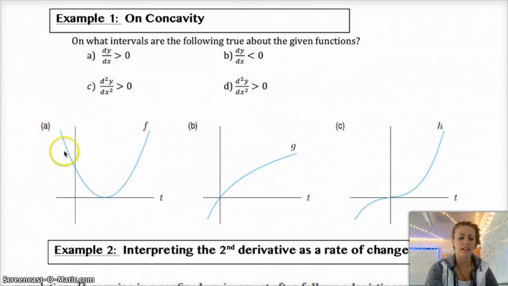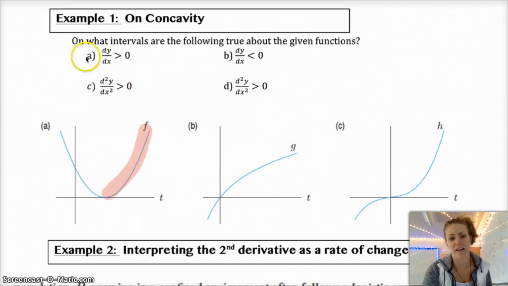This is f of x that we're looking at, and the first question is, when is dy dx greater than 0? So look at your notation. This is your first derivative. So this question is asking, when is f prime, or the first derivative, greater than 0? And that is, when is the function increasing? You can look at this function and it's decreasing here, and then it's increasing here. So that area that I highlighted there, that's where f of x is increasing. And then B is asking where is it decreasing, and that would be on the other side here.